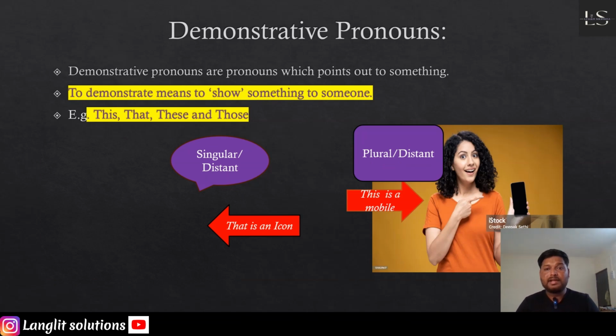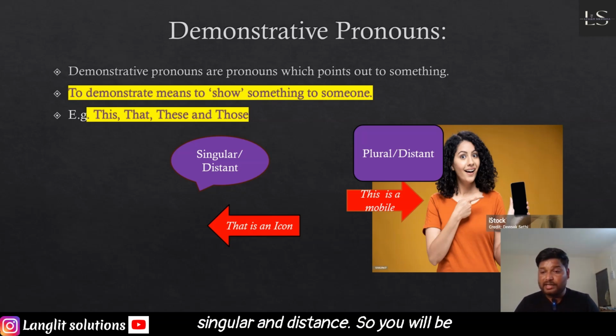Next example is, okay, now again the girl is here and she is saying this is a mobile, and we are done with that and this. So that is an icon. Suppose you are looking at this picture called singular and distance. You will be looking at this mobile from afar. I am not talking about the virtual difference or the virtual distance here. I am talking about the nearness or the closeness or the proximity of something.